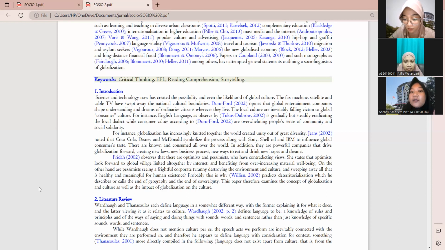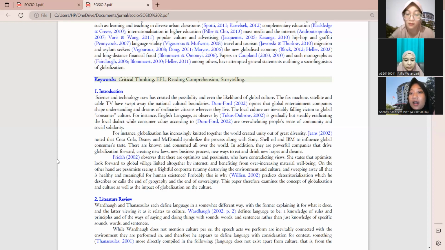For instance, globalization has increasingly knit the world together and created unity out of great diversity. Observers note that Coca-Cola, Disney, and McDonald's symbolize the process, along with Sony, Shell Oil, and IBM, to influence global consumer tastes. They are known and consumed all over the world. In addition, there are powerful companies that drive globalization forward, creating new laws, new business processes, new ways to eat and drink, new hopes and dreams.